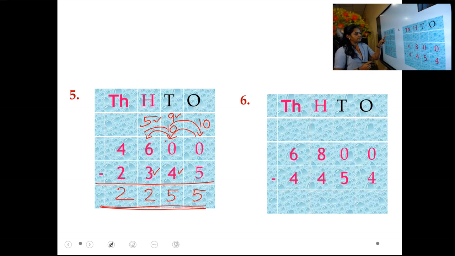You have to borrow from the next places and take it. Write down the answer. The same type of question, one more question is here. 0. So we will borrow from here. There is no number, so move to the next place. 8 is the number.